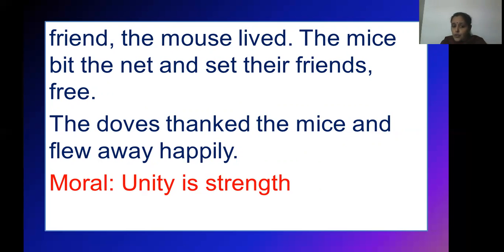So moral of the story is unity is strength. If we are united, we can achieve anything. We become stronger if we all are together, right? So if we have to fight something, we have to come together. We have to always be united because unity is strength. Okay. Now let us read the story once again, children.